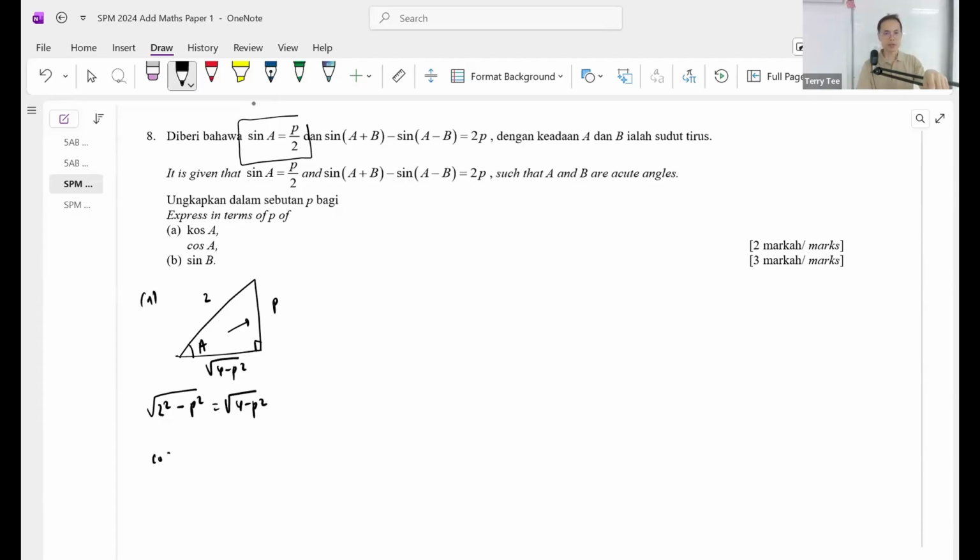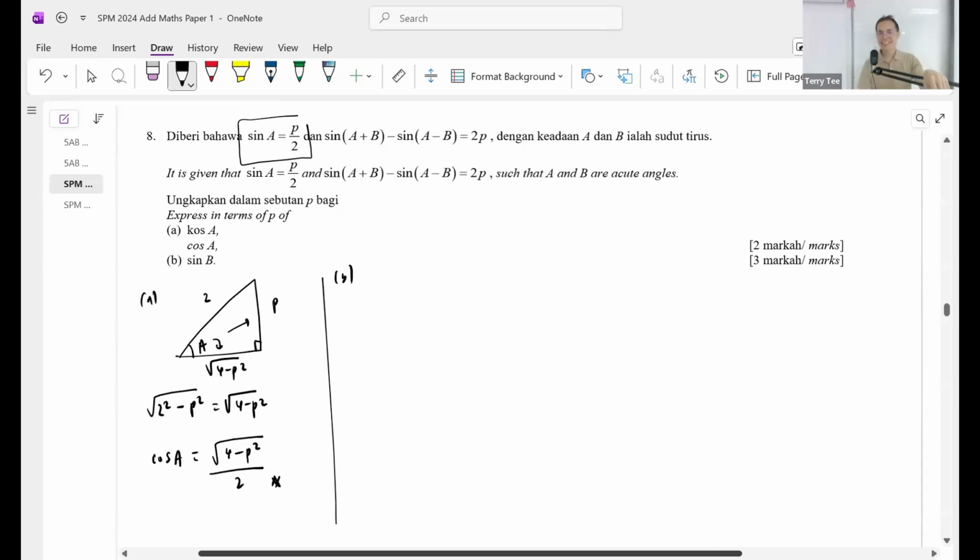Now, if you want to find cos A, just read directly from here. This is your adjacent. Adjacent is the square root of 4 minus p squared, divided by your hypotenuse. Hypotenuse is just 2. Okay, first part is still okay.